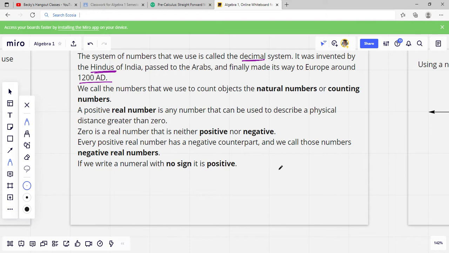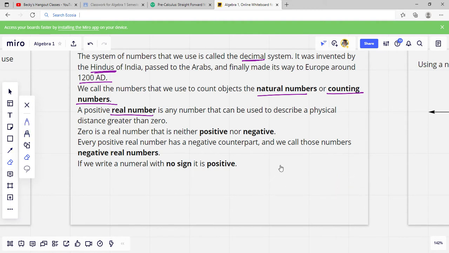We call the numbers that we use to count objects the natural numbers or counting numbers. So that's going to be like 1, 2, 3, 4, 5, 6, 7, 8, 9. A positive real number is any number that can be used to describe a physical distance greater than 0. So that could include fractions, so like 3.5 or 6.297, right? Those would be real positive numbers.